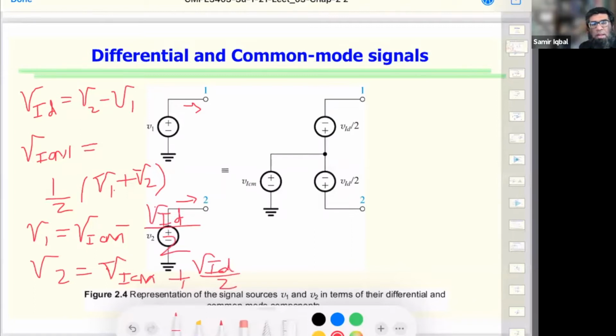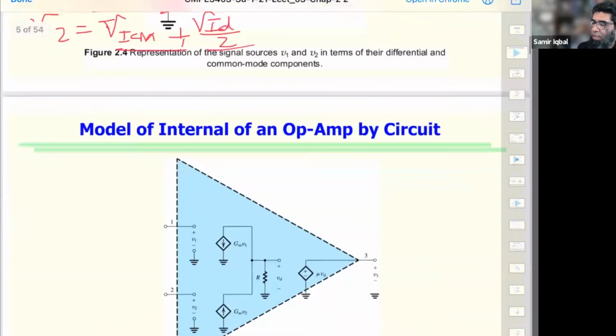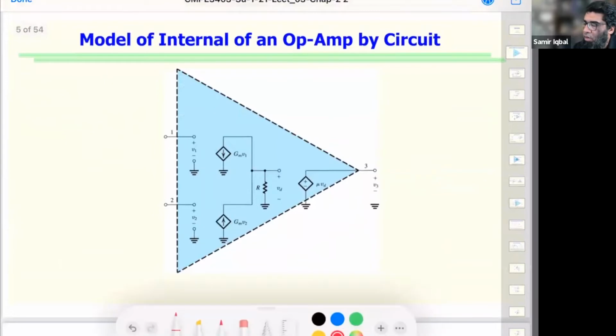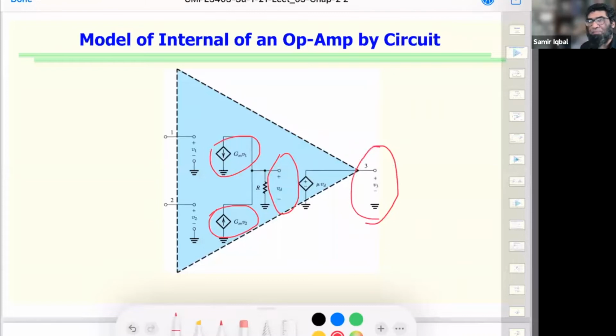But when we analyze, we will start with the differential and common mode, and then we'll build up on top of that. So the ultimate idea is that there may be both signals in the input, and then the op-amp will deal with different components of those when it's doing the amplification. And in that case, both would have their own amplifications, their own gains, which will then show up as the gain of the differential signal across the output.